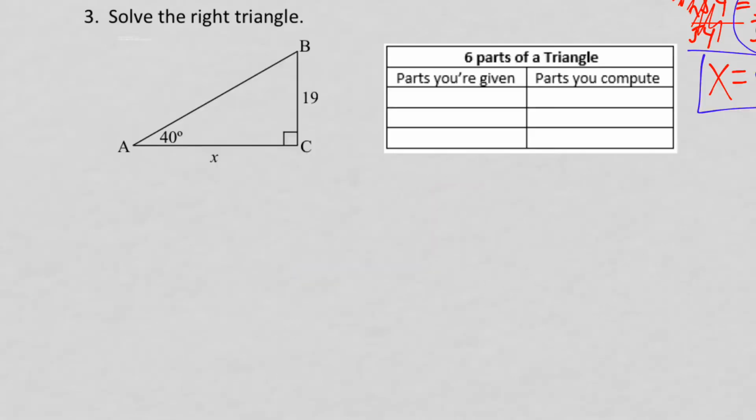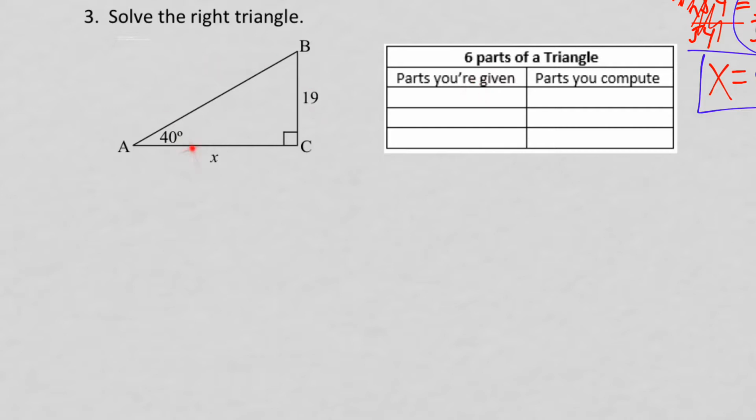Alright, number 3. So here, this is kind of the big goal for today. How do we solve a right triangle? What does that mean? To solve a right triangle means that we want to find all 6 of its parts, the 3 angles and the 3 sides.